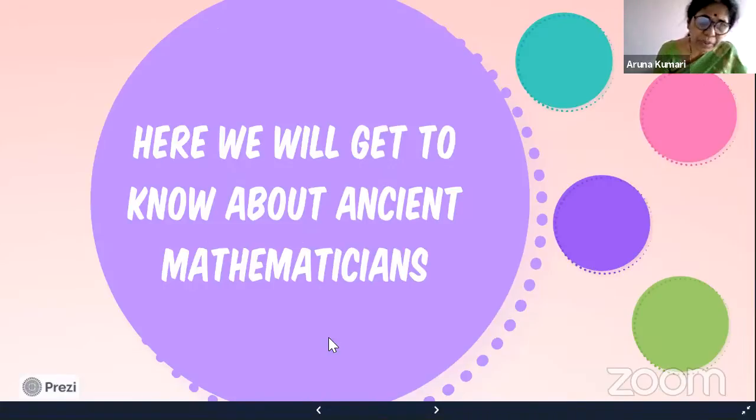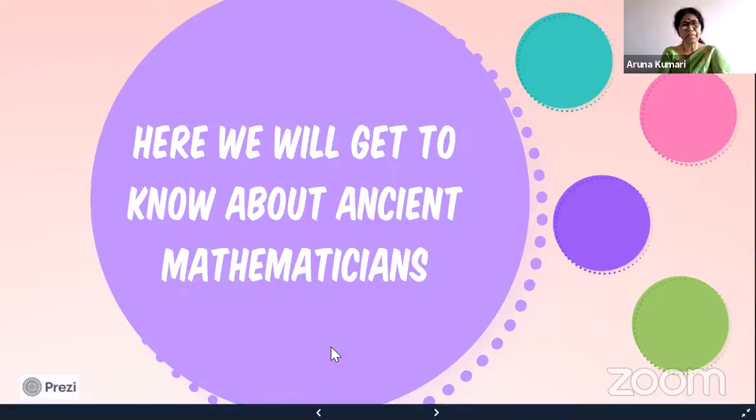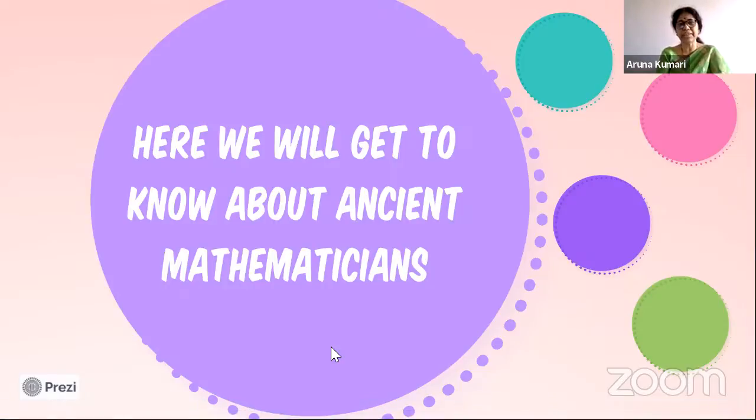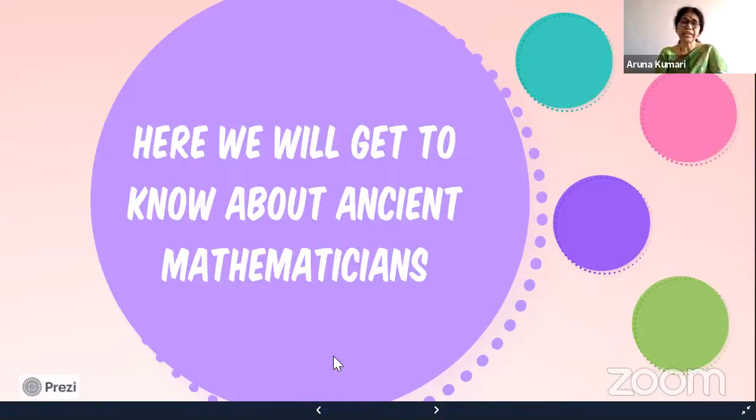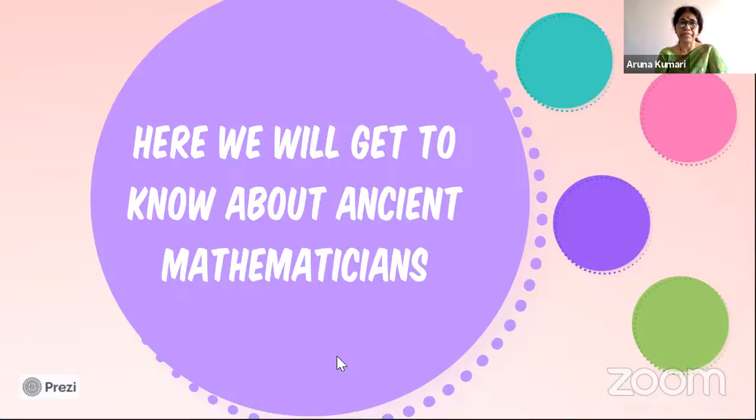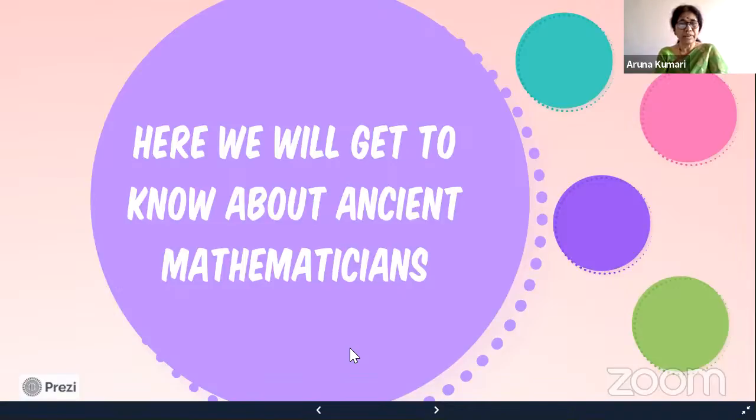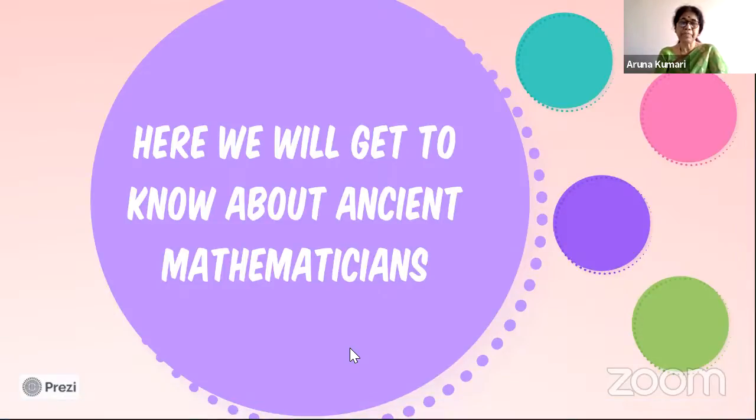Here we will get to know about ancient mathematics. Now we have to know who the ancient mathematicians were, how geometry developed, and who the main mathematicians were. See, students, this is a revision class. So our topic is elements of geometry.